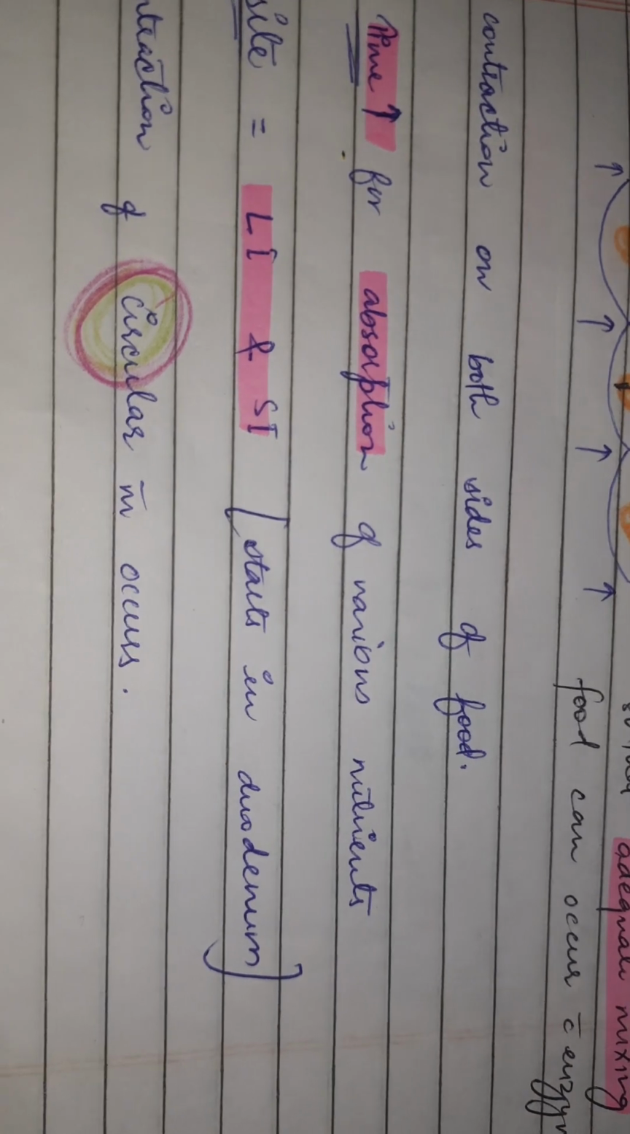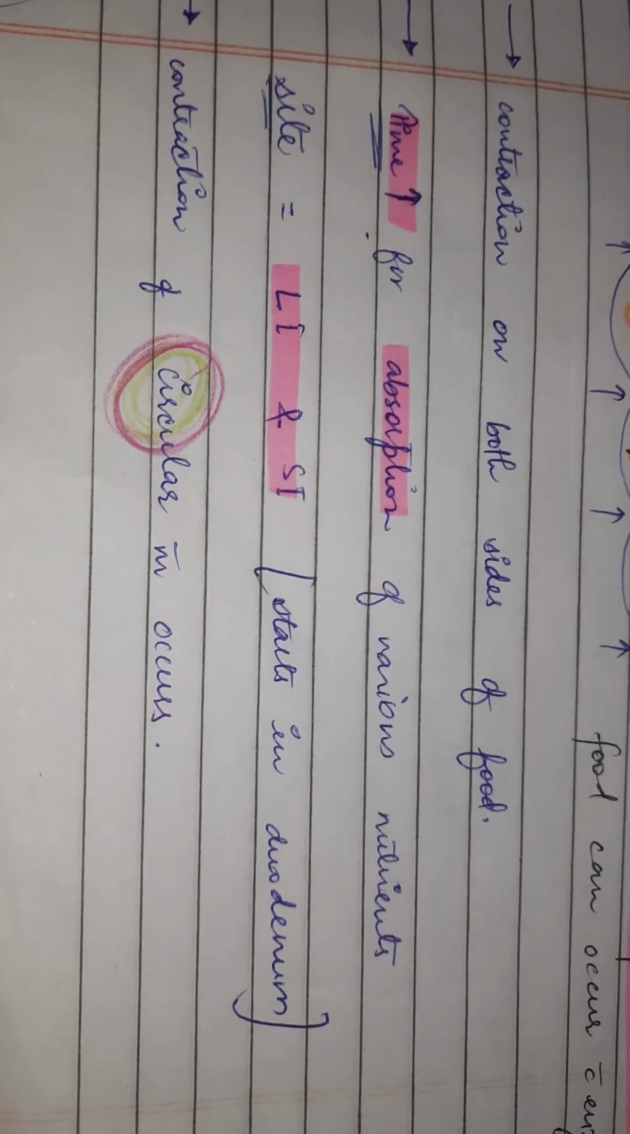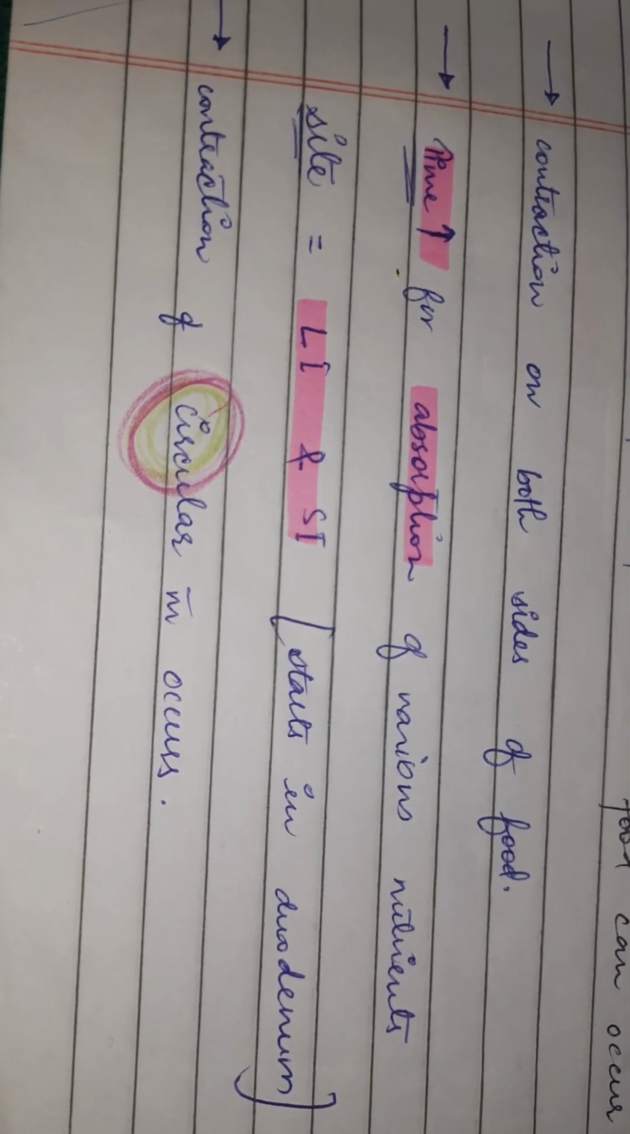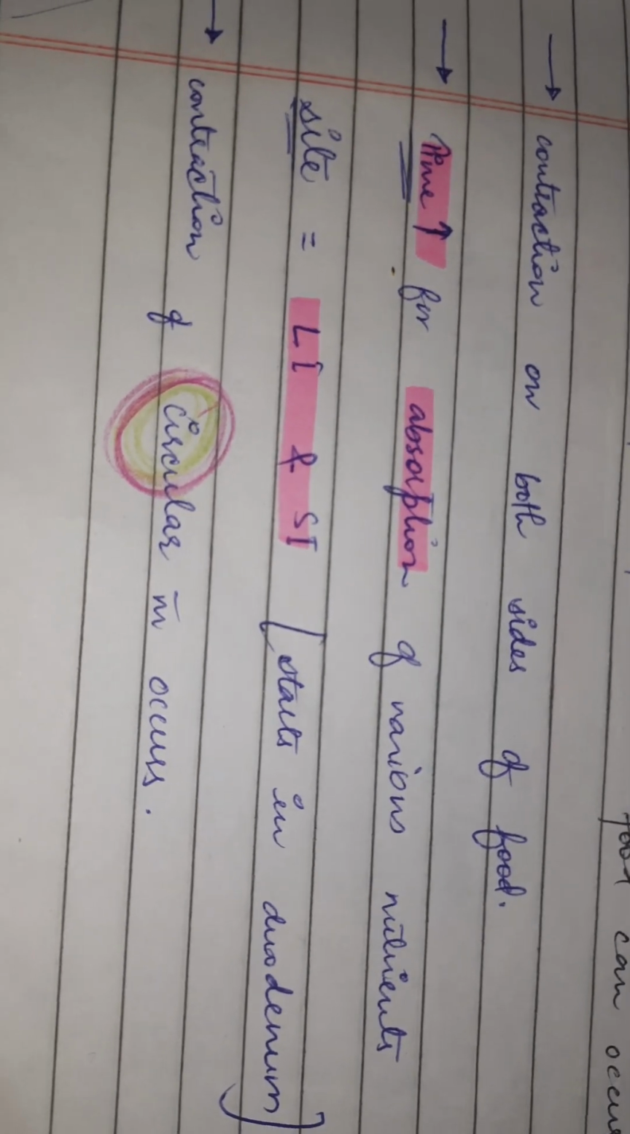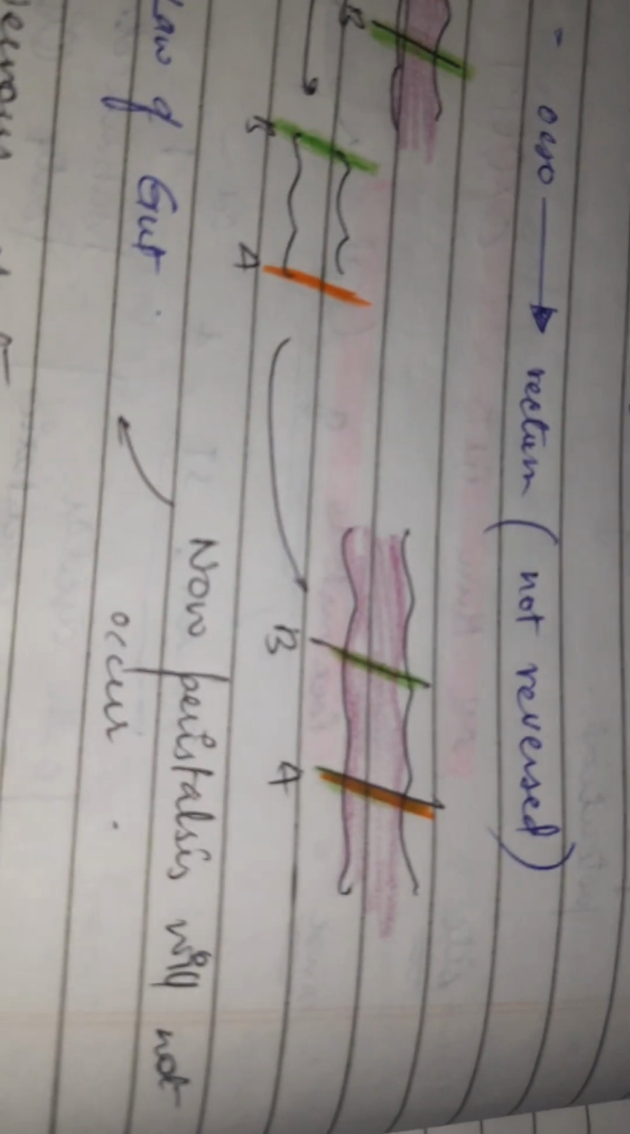It starts in the duodenum. What? Segmentation. Then contraction of circular muscles occurs. Here in segmentation, contraction of circular muscles occurs, and in peristalsis, contraction of longitudinal muscles occurs. Then MMC is the migratory motor complex.